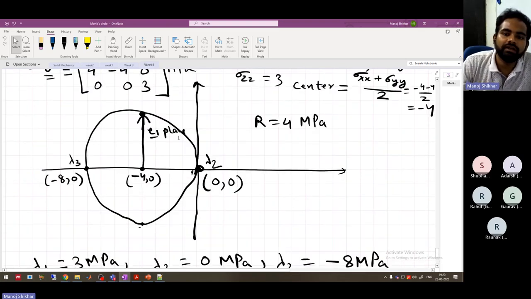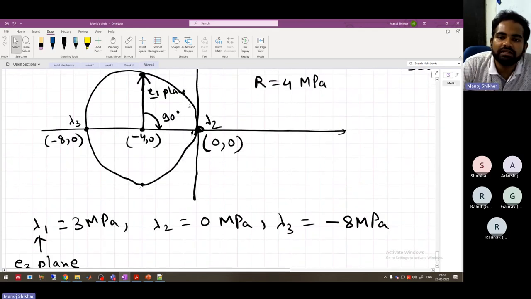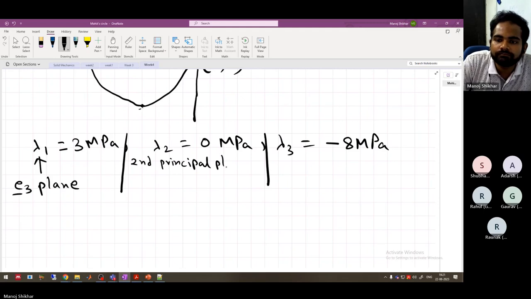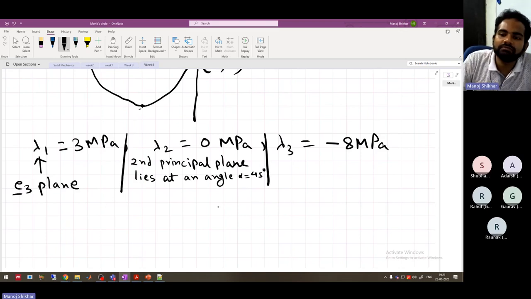The second principal plane, how do we find? So from E1 plane, we have to move at an angle 90 degree, right? So in a clockwise direction. So second principal plane will lie where? Second principal plane lies at an angle alpha equal to 45 degree, 90 by 2. I should write 90 by 2 so that you do not get confused while revisiting the notes.